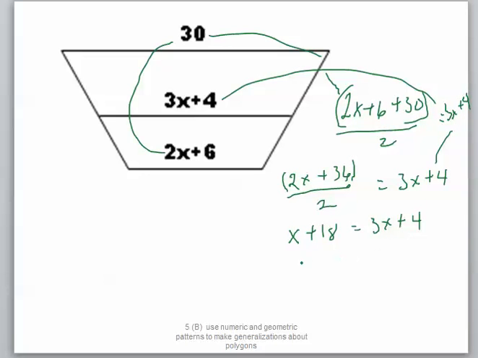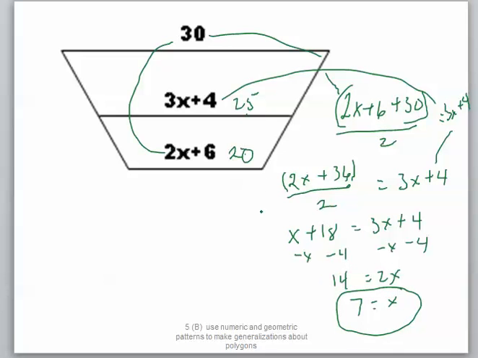And I can subtract an x from both sides and subtract a 4 from both sides, and I get 14 is equal to 2x, or x is equal to 7. Woohoo, I now know what x is. I can come back up here, and 2 times 7 is 14 plus 6 is 20. Okay, and 3 times 7 is 21 plus 4 is 25. Well, 20 plus 30 is 50 divided by 2 is 25. Check, that worked very well. So I found that x was equal to 7, and I found both of the missing links that I was missing here. Okay?